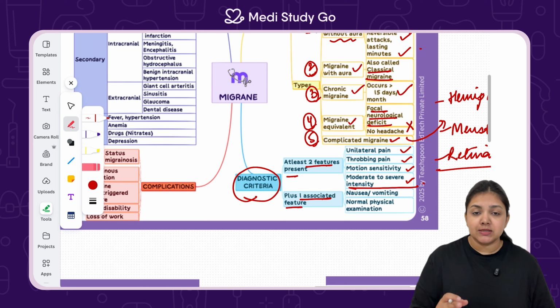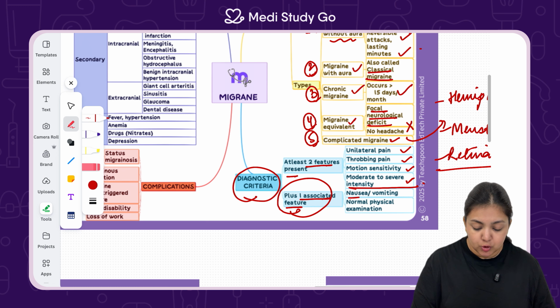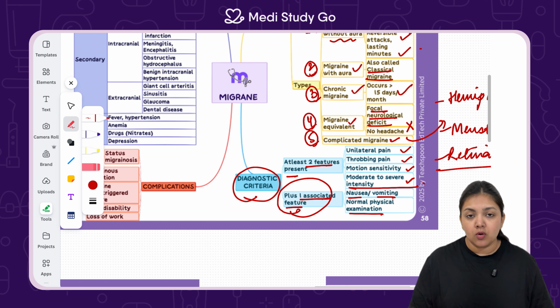Throbbing pain wherein the patient says like, I feel something is banging in my head like some hammer. Third, motion sensitivity. If the patient is moving around, the patient is going to have an increased headache. Also, it can vary in severity in the form of moderate to severe and not really of mild situation. The minor features which can be present include nausea, vomiting, and normal physical examination can show the patient is very low on energy and is fatigued and restless because he is experiencing headache. So this forms the diagnostic criteria for investigating the presence of migraine.